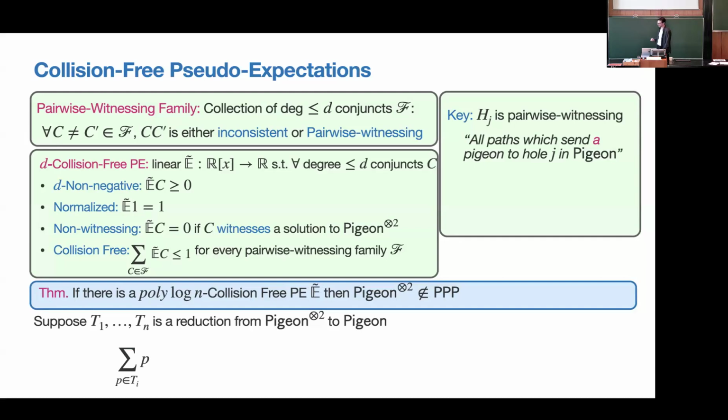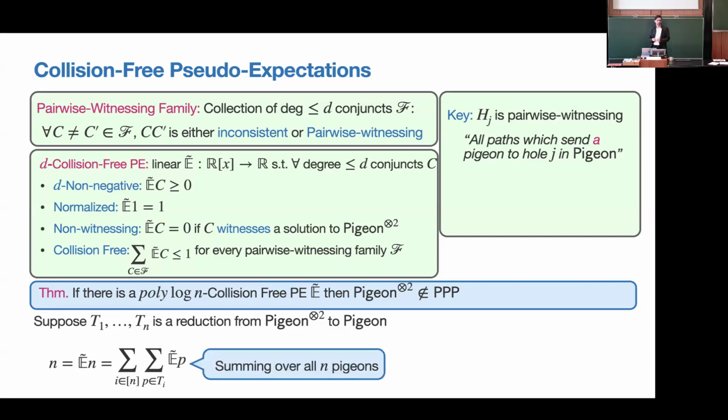So let's pick any of the decision trees in our reduction. The standard fact about a decision tree is that if you sum over all paths in a decision tree, it's formally the one polynomial. Nothing magic there. If I apply the expectation operator to it, because the expectation operator is linear and normalized, we get this. Now summing over all pigeons, we get this here.